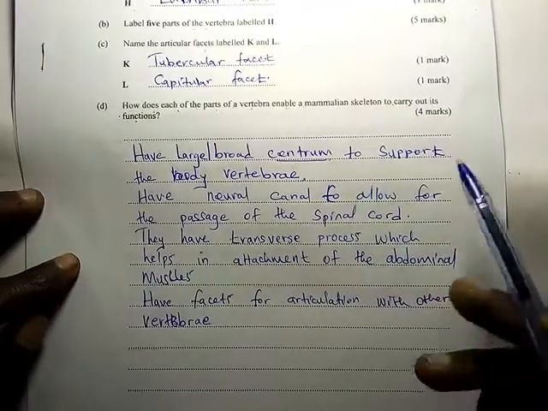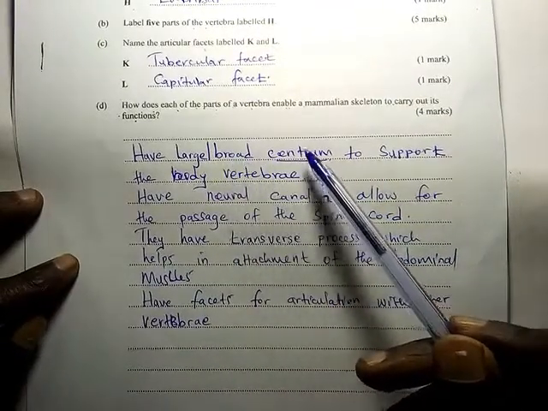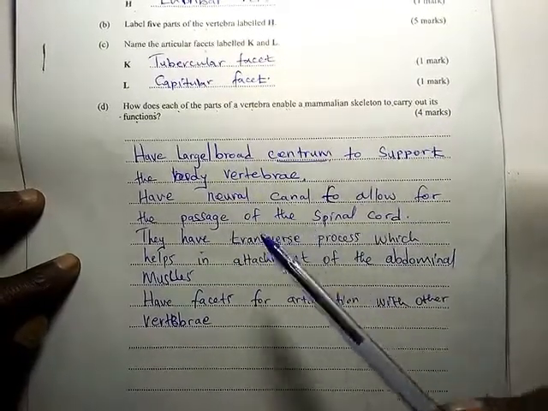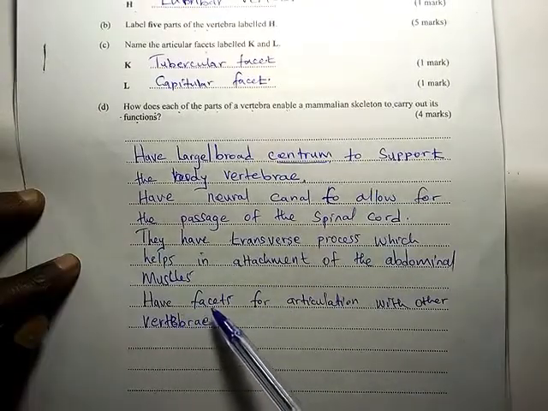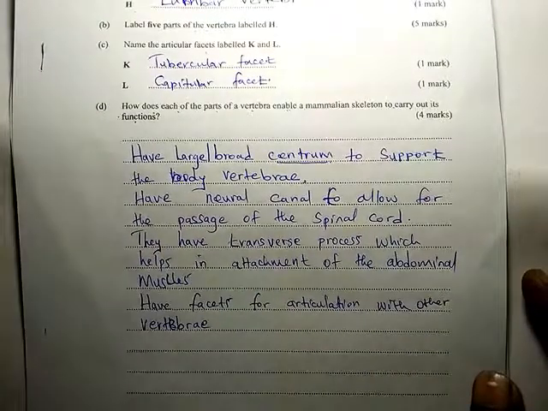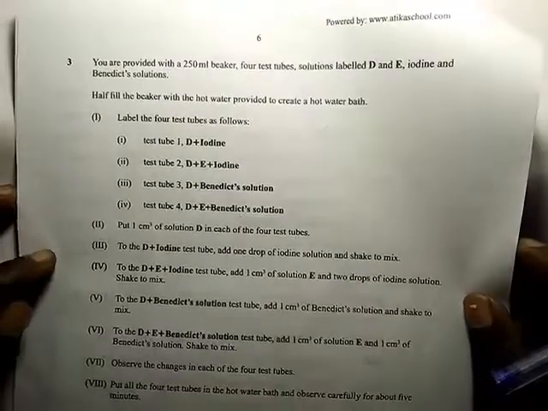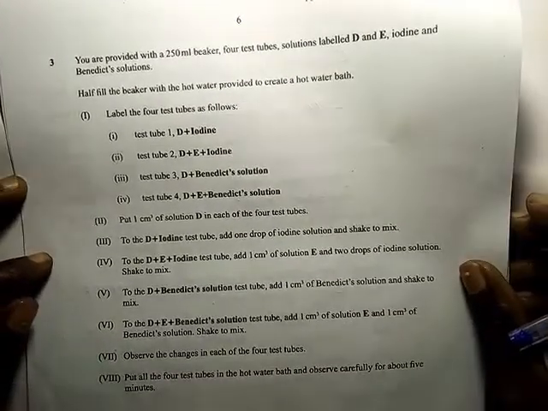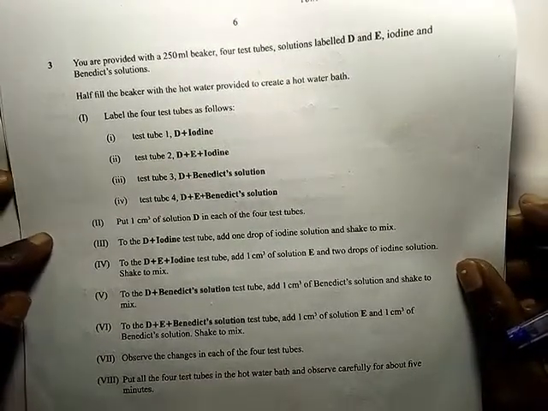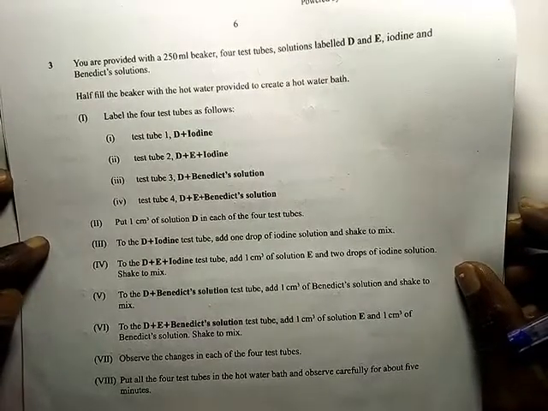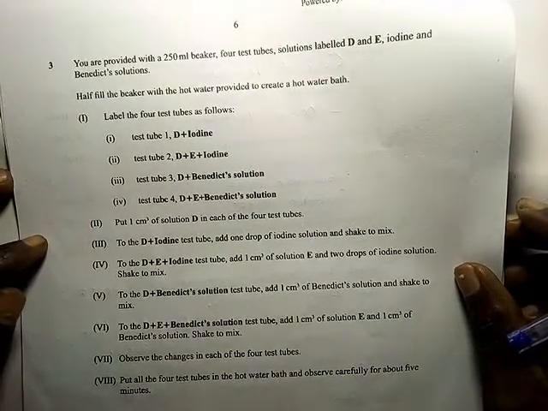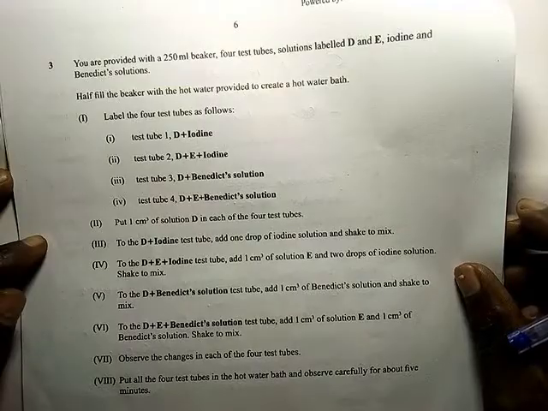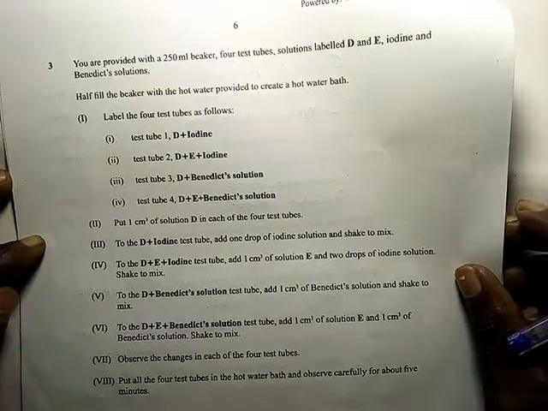Now we have answered our 4 marks. The first, we have centrum, neural canal, transverse process, and facets. Now number 3, your last question is on food test. You are provided with a 250 beaker, 4 test tubes, solutions labeled D and E, iodine and Benedict solution.